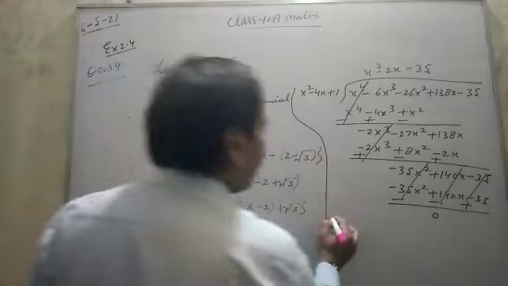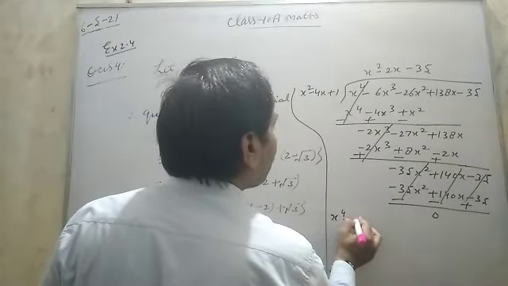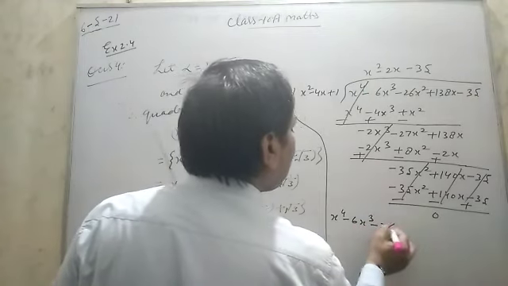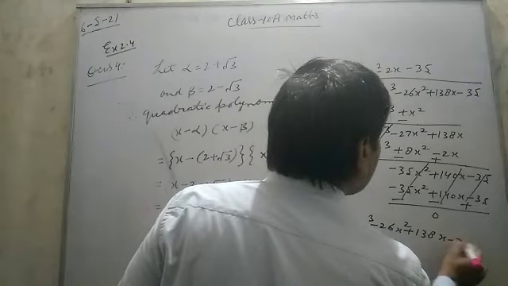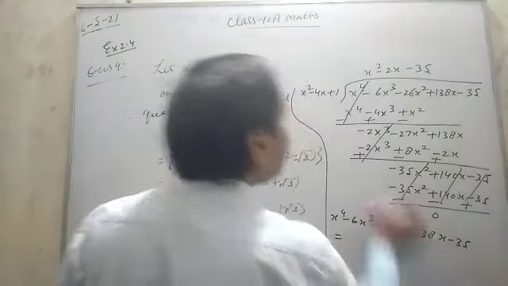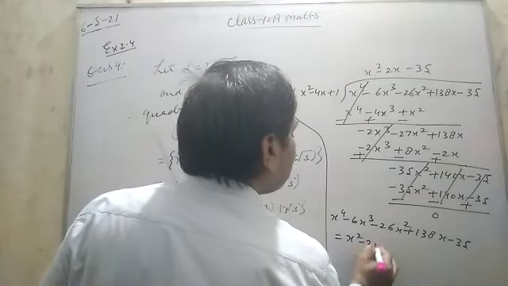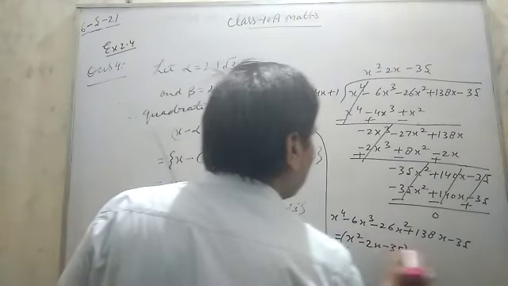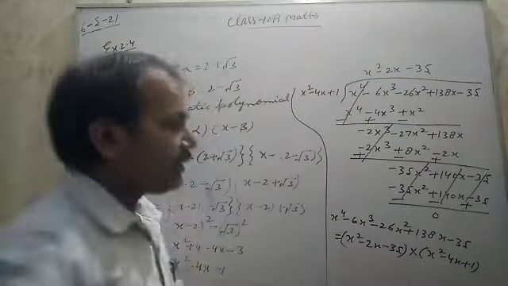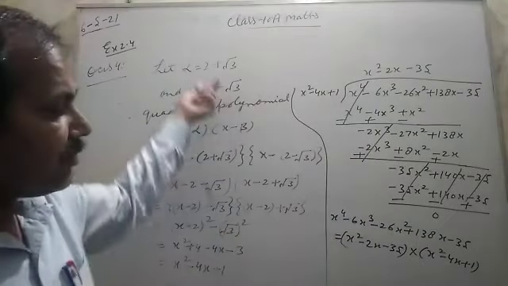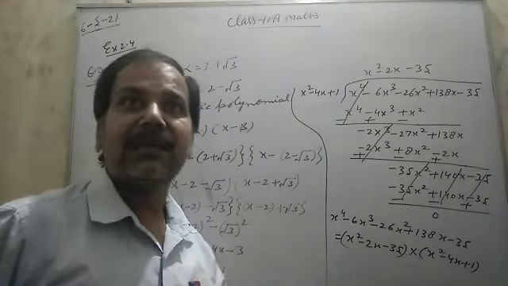Means we can write x power 4 minus 6x cube minus 26x square plus 138x minus 35, which means the dividend is equal to quotient into divisor. So two zeros are given. By this quadratic polynomial, the remaining two zeros you can find.